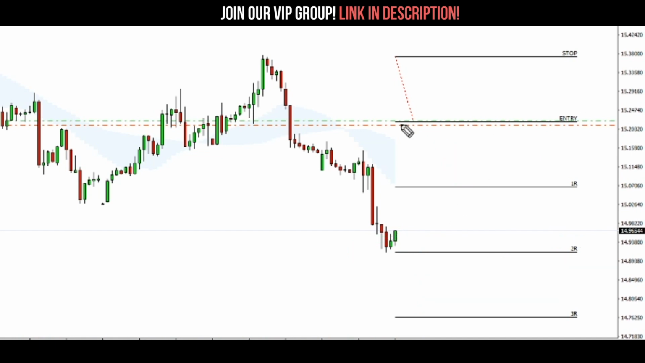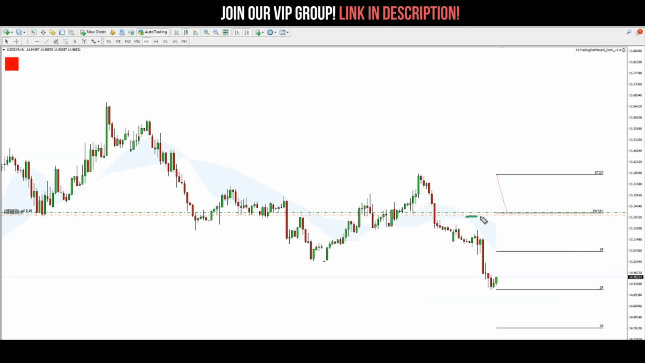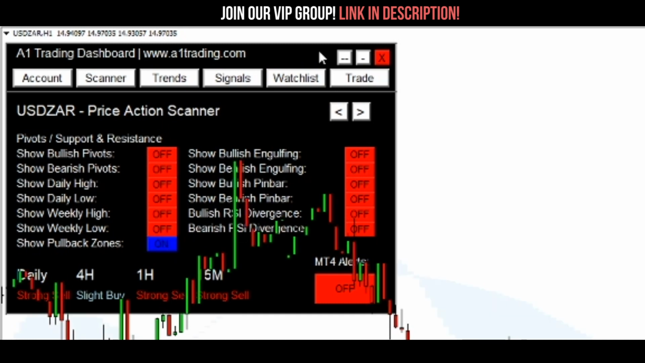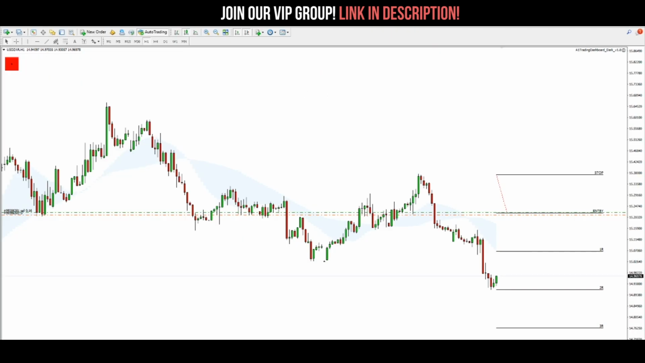But what I like about this trade so far is that the pullback zone has pretty much switched in our favor on the 1 hour chart, which basically tells me that things are starting to trend here to the downside. And these pullback zones are generated by the dashboard tool, the A1 trading dashboard that you can see over here. If I go to scanner, there it is, it's set to true. I could turn it off if I wanted to, but leaving it on just gives me an idea of what the trend is doing, what the pullbacks are looking like.